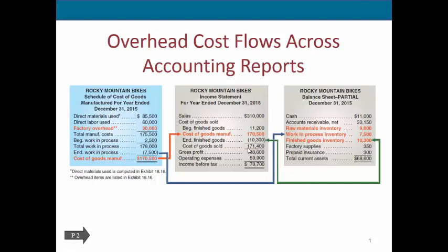Then you can see here the amount of our finished goods that still remains on the books. Those are going to be here as our finished goods inventory on the balance sheet. We've also got our raw materials and the other work in process that make up the other two categories of inventory for a manufacturing company.